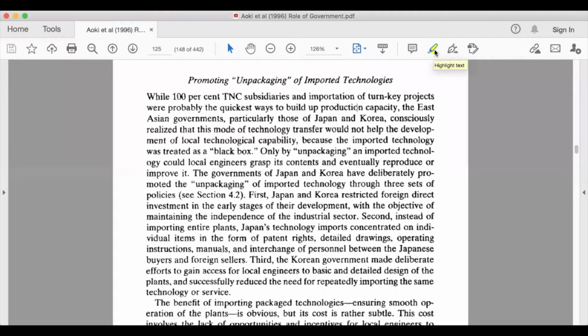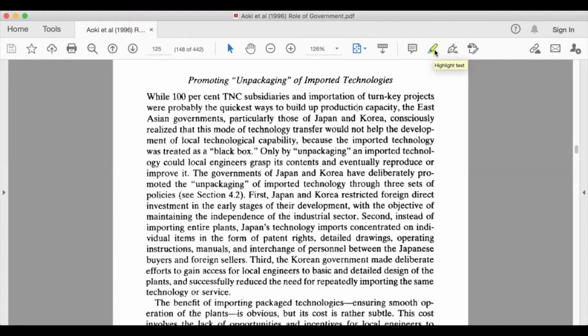Among the different methods that the governments used in order to make sure that technology would be absorbed, adapted, and used in the local context, most important perhaps, or one of the most important, was this promotion of unpackaging of imported technologies. While 100% TNC subsidiaries and importation of turnkey projects were probably the quickest ways to build up production capacity, the East Asian governments, particularly those of Japan and Korea, consciously realized that this mode of technology transfer would not help the development of local technological capability because the imported technology was treated as a black box. Only by unpackaging an imported technology could local engineers grasp its contents and eventually reproduce or improve it.